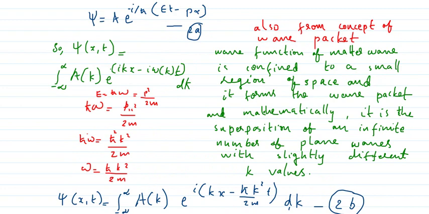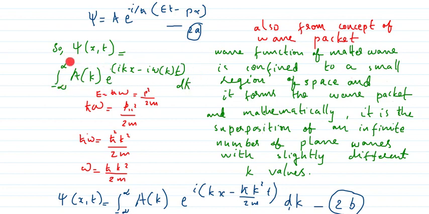So using the concept of wave packet, the wave function of a matter wave is confined to a small region of space and it forms the wave packet. Mathematically it is a superposition of an infinite number of plane waves with slightly different k values. That is a concept given by de Broglie. Putting those ideas together, the wave function should be the superposition of an infinite number of waves using the wave packet concept.